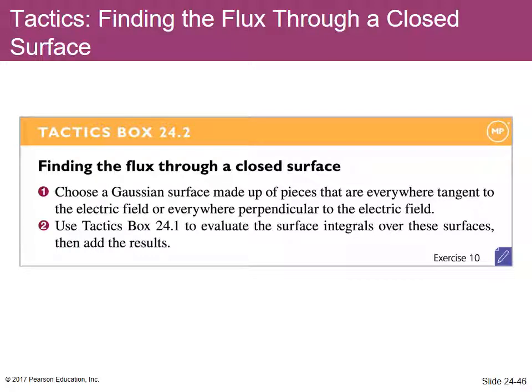To find the flux through a closed surface, choose a Gaussian surface made up of pieces that are everywhere tangent to the electric field or everywhere perpendicular to the electric field. Use the earlier tactics box to evaluate the surface integrals over these surfaces, then add the results.